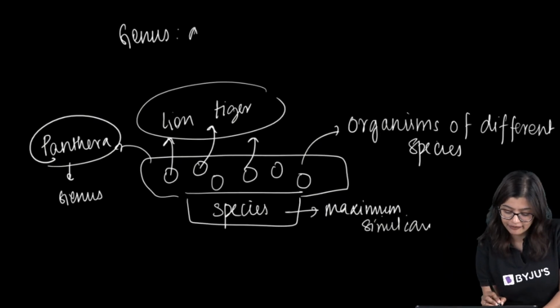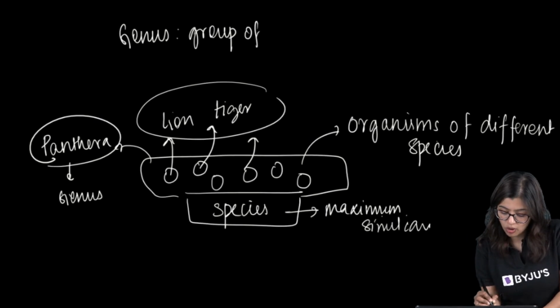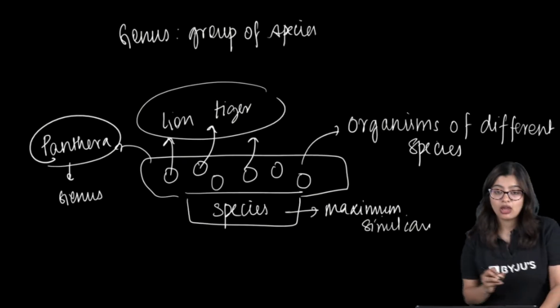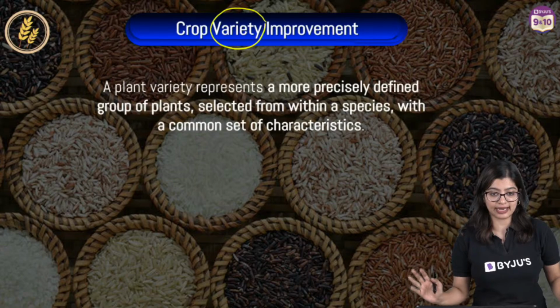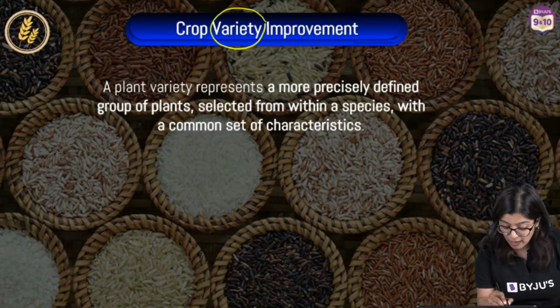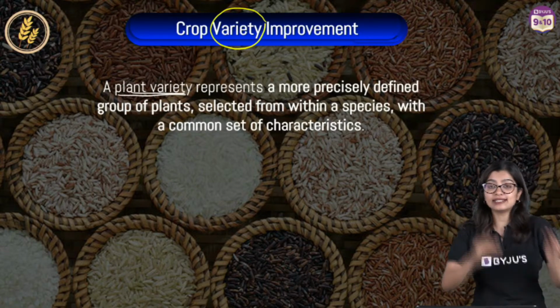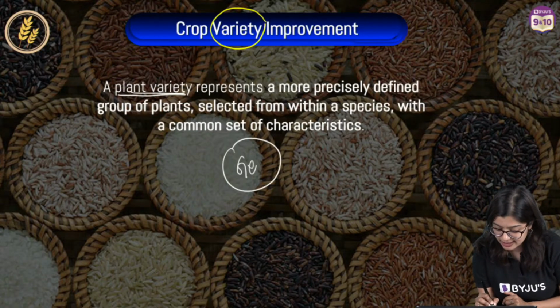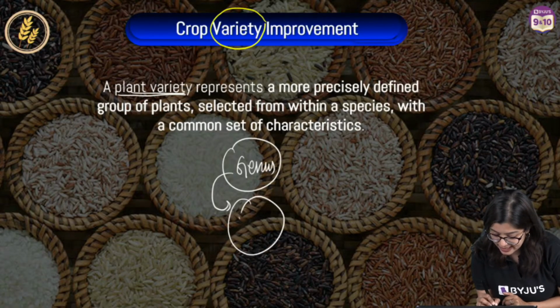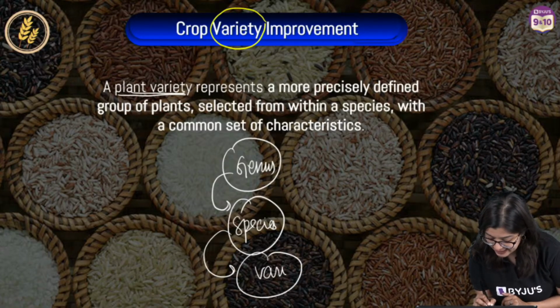So genus can be defined as a group of species. Now that we have understood what genus and species are, we see that a plant variety is something we see further from species. So we had genus, we had species, and then we have variety.